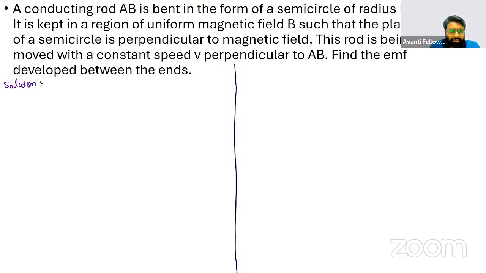First let's read the question. A conducting rod AB is bent in the form of a semicircular disc, okay, semicircular, of radius r, and it is kept in a region of uniform magnetic field such that the plane of the semicircle is perpendicular to the magnetic field. This rod is being moved with a constant speed v perpendicular to AB, and AB is the length. Find the EMF developed between the ends.